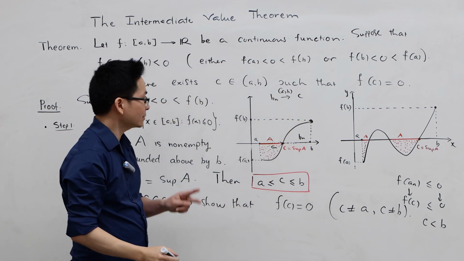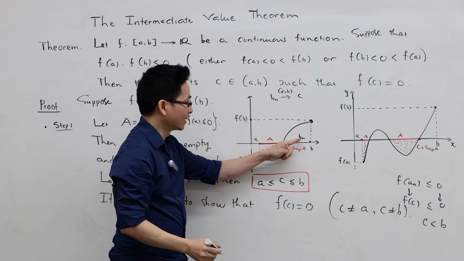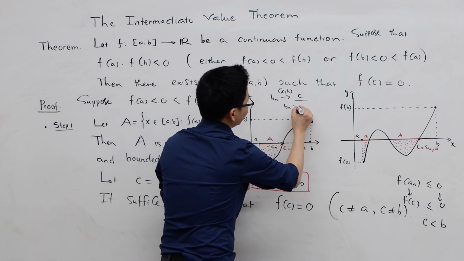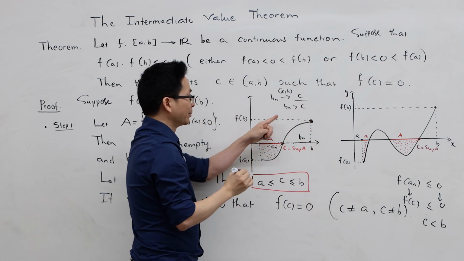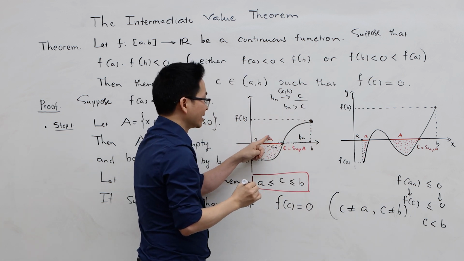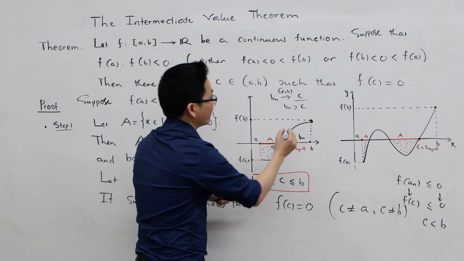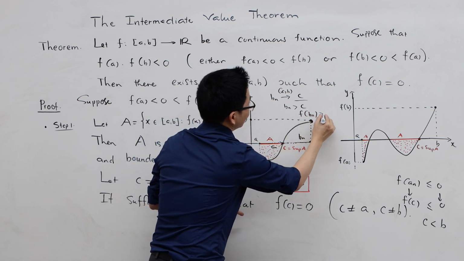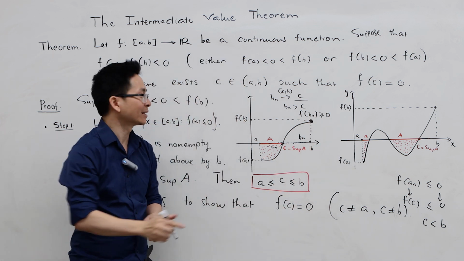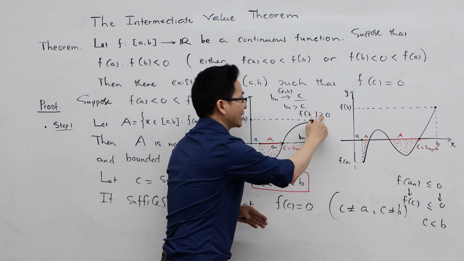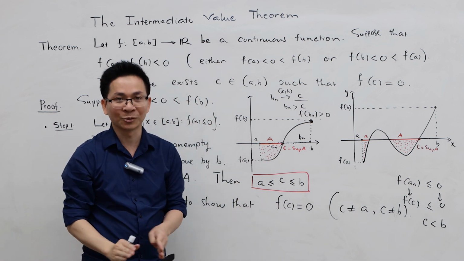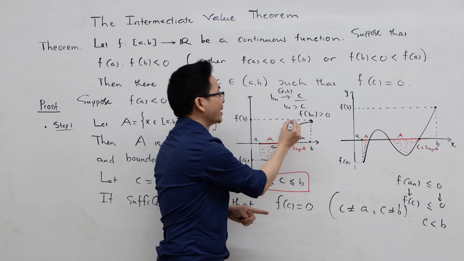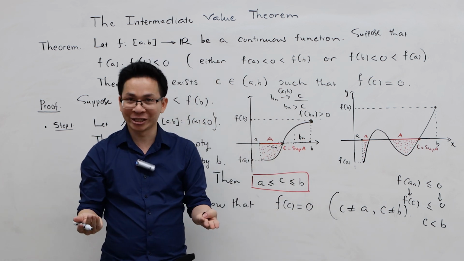Now, here, because bn is strictly greater than c, bn cannot be in the set A. And therefore f of bn has to be greater than or equal to 0. I'm sorry, in fact, f of bn is strictly greater than 0. Why? You can see from this figure, but you can also see by contradiction.